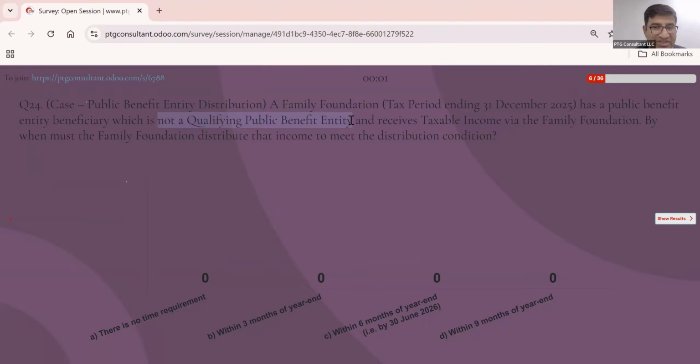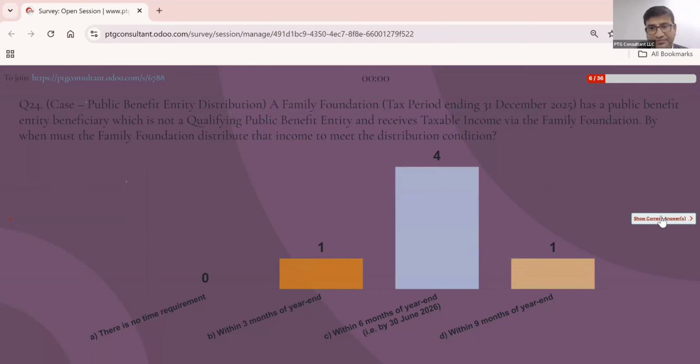Now the second condition, the distributive share to the public benefit entity. So what is the deadline? If we met that condition, we still need to meet the condition of the Family Foundation Article 17. This is one of the conditions along with all other conditions. Yes, this is within 6 months.